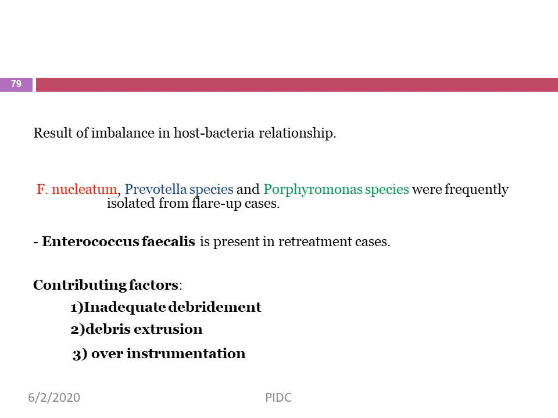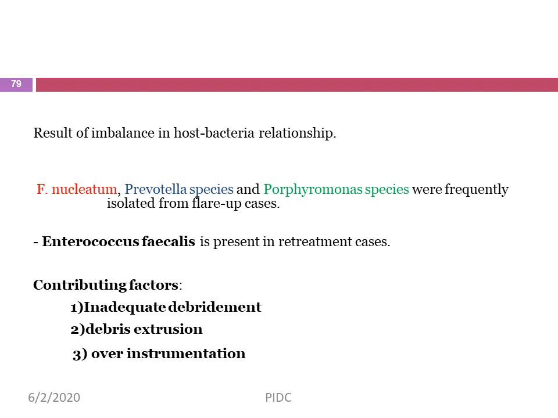When research was conducted, the following microorganisms were isolated from the infected flare-up canals. F. nucleatum, Prevotella and Porphyromonas species were frequently isolated. Please remember, in cases of retreatment, so when your endodontic therapy has failed, the major causative organism is and always has been Enterococcus faecalis. Now, you have to understand that battling Enterococcus faecalis is not very easy.